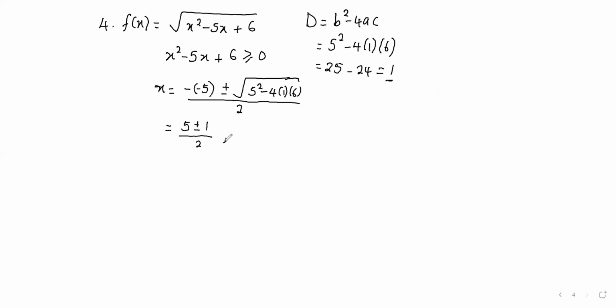That means we'll have 5 plus 1 over 2, or 5 minus 1 over 2. So we get 6 over 2, which is 3, or 4 over 2, which is 2. So the critical values are 3 and 2. So again, we go and substitute. There's a 2 here, there's a 3 here, and then choose any interval.